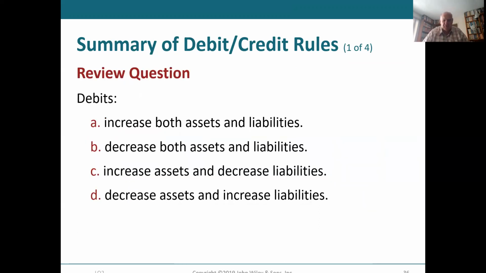Debits. Anybody want to take a shot at this question? Debits. Well, we know they increase assets, so we know the answer is probably going to be A or C. But debits don't increase liabilities, they decrease liabilities. The answer is C. That is a test question. You'll probably get 7 or 8 questions along that line come test time.